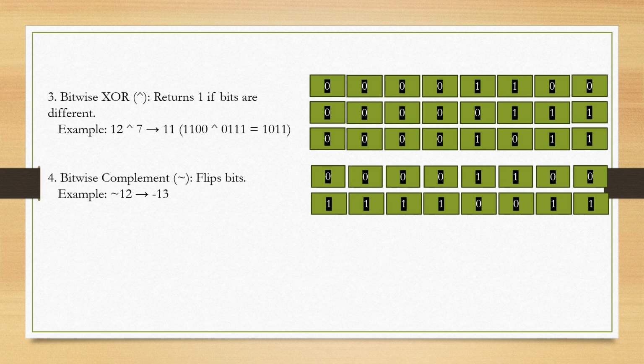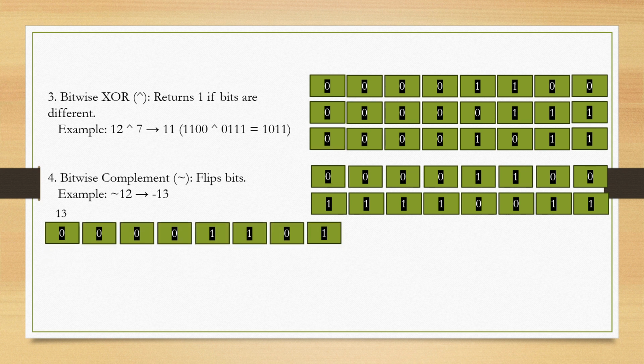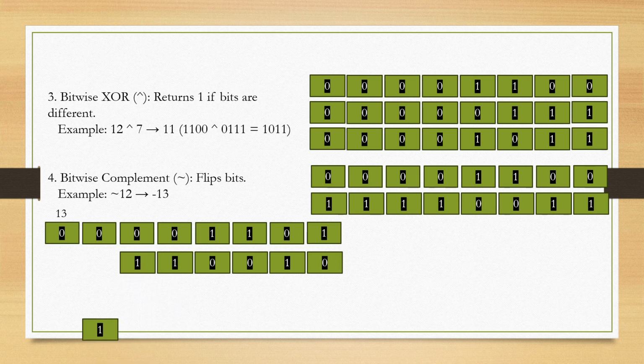It's minus 13. To know how it is minus 13, first we consider the 13. To convert 13's binary to minus 13's binary, we have to find the 2's complement of 13. First we have to convert it to its 1's complement. 1's complement just flips the bits. If it is 0, it converts to 1. If it's 1, it converts to 0. To find the 2's complement, we have to add 1 to it.